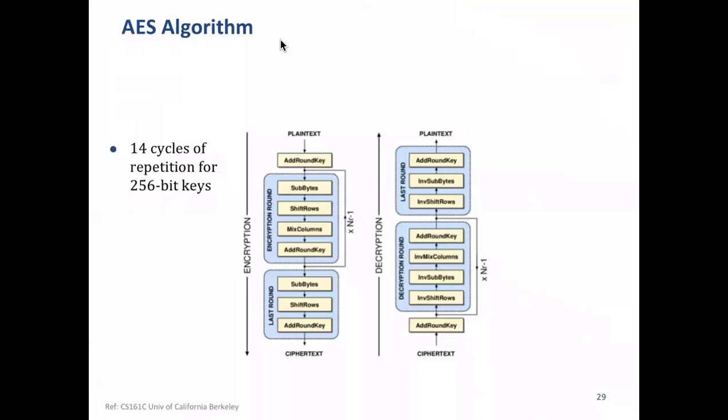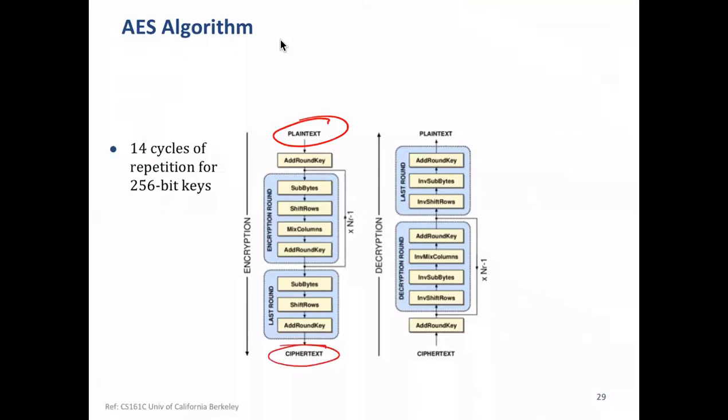So this is how it is done. We don't need to go into details because it's very descriptive, right? A lot of steps are there, but the basic thing is that you have plain text, and at the end you get ciphertext.